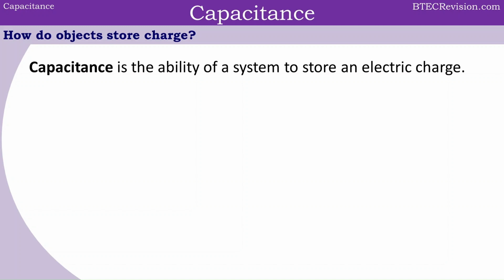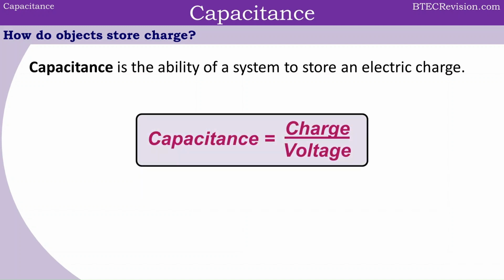How do objects store charge? They store charge with capacitance, which is the ability of a system to store an electric charge. And we can calculate this via the equation capacitance equals charge divided by voltage. And the short form is C equals Q over V.